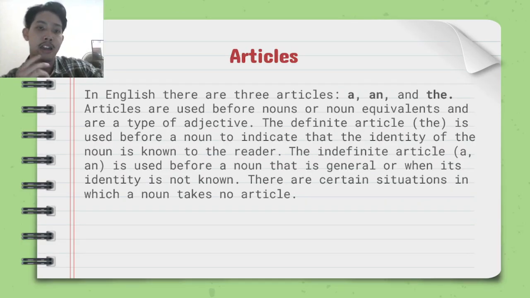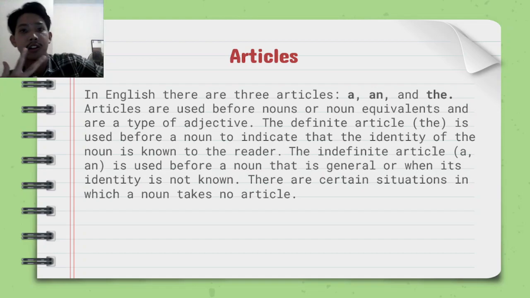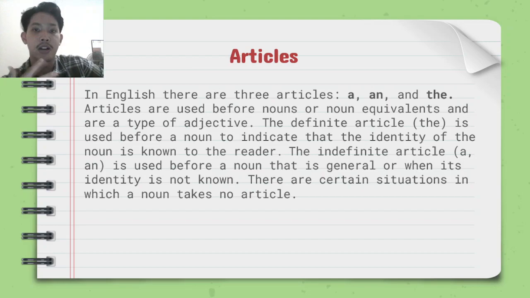Articles. In English, there are three articles: first, a; second, an; and the third is the. Articles are used before nouns or noun equivalents and are a type of adjective.